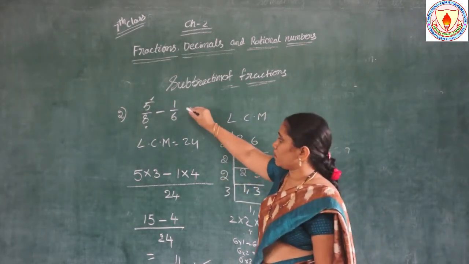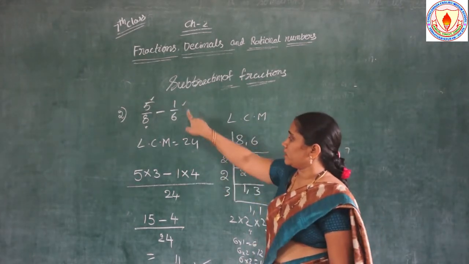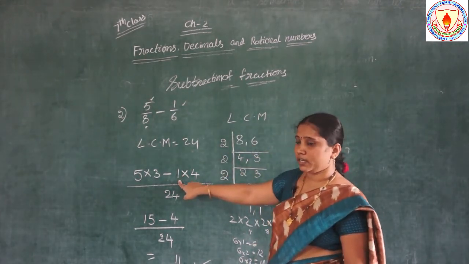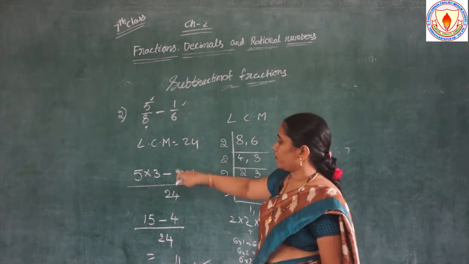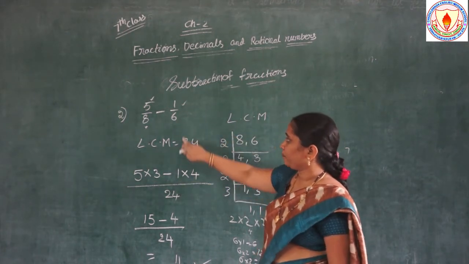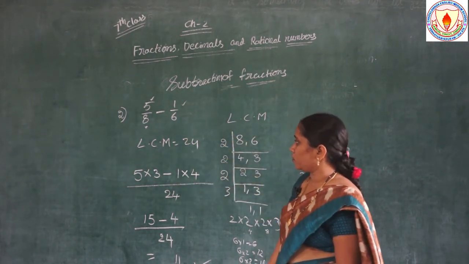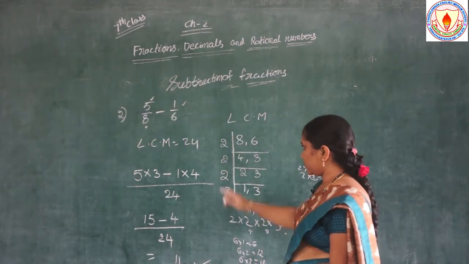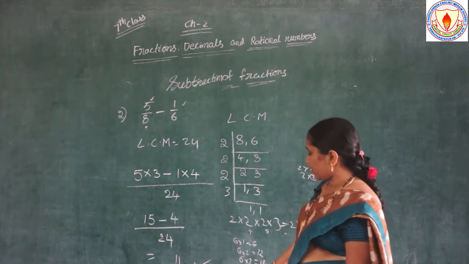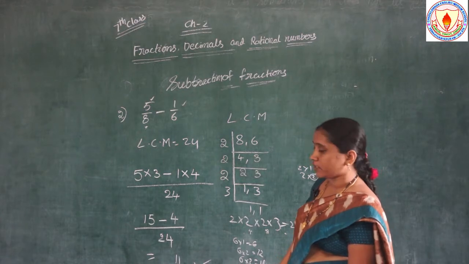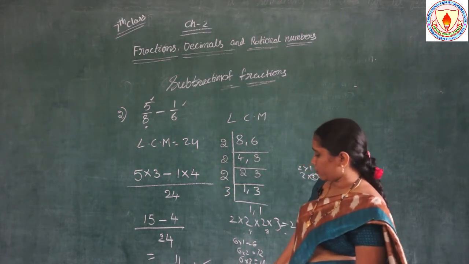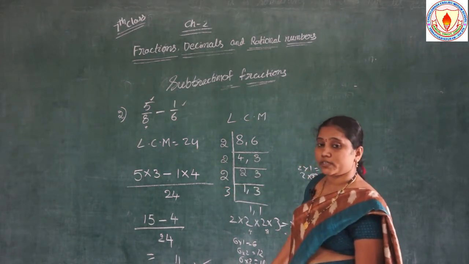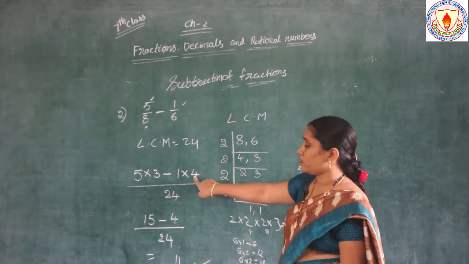In 1 by 6, what is the numerator here? 1 is the numerator, so you write 1. In any fraction, you write the numerator directly. So 1 is the numerator into. Now come to the denominator. What is the denominator here? 6 is the denominator. So in the 6th table, how many times do you get 24? 4 times you get 24. Are you seeing, children? 4 times you get 24. So that 4 you have to write.